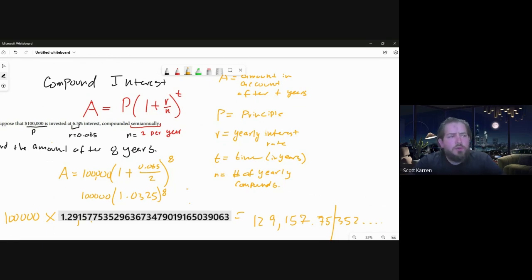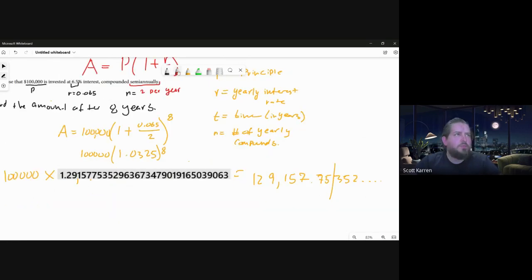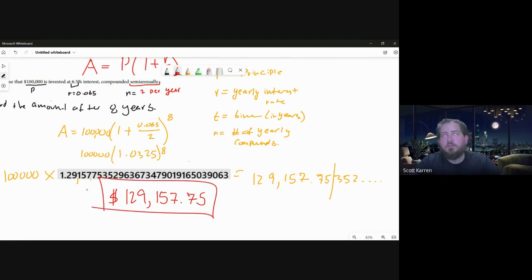So if you put 1.0325, raise it to the 8, and then just multiply that by 100,000, and then just round this thing to the nearest penny. So rounded to the nearest penny, after 8 years in this account, we have $129,157, and that would be 75 cents. They would round this down, and that's what we'd have in the account.